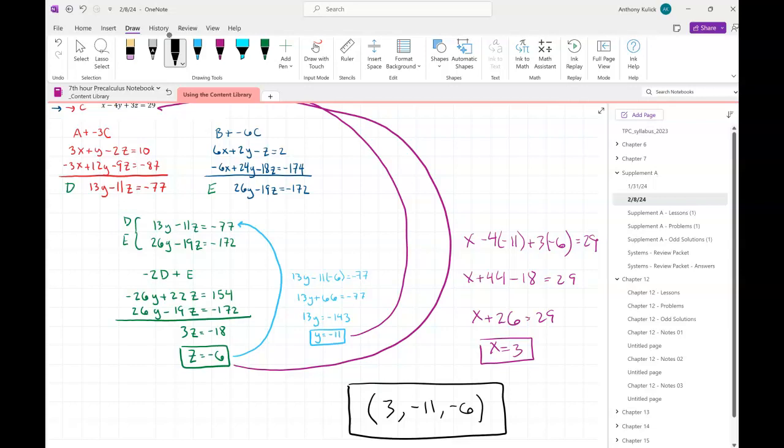That's kind of the convention. Write it in x, y, z, just in alphabetical order. Is it wrong if you don't? No. But typically you would.